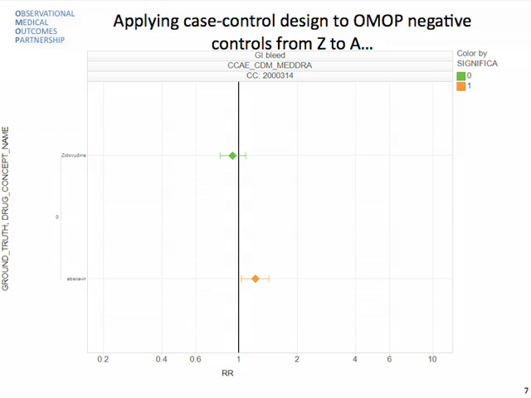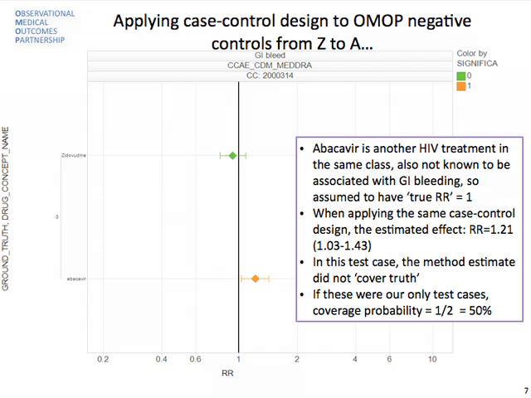On the flip side, let's jump from Z all the way to A. We've got abacavir. Abacavir is another HIV treatment. And yet when we applied that same exact study design to abacavir, what we observed was that it generated a statistically significant effect, a relative risk of 1.2, and that lower bound was 1.03. That is, it does not contain 1. If we only had these 2 test cases, I'd be telling you that the coverage probability is 50%. 1 out of the 2 test cases contains the nominal value.